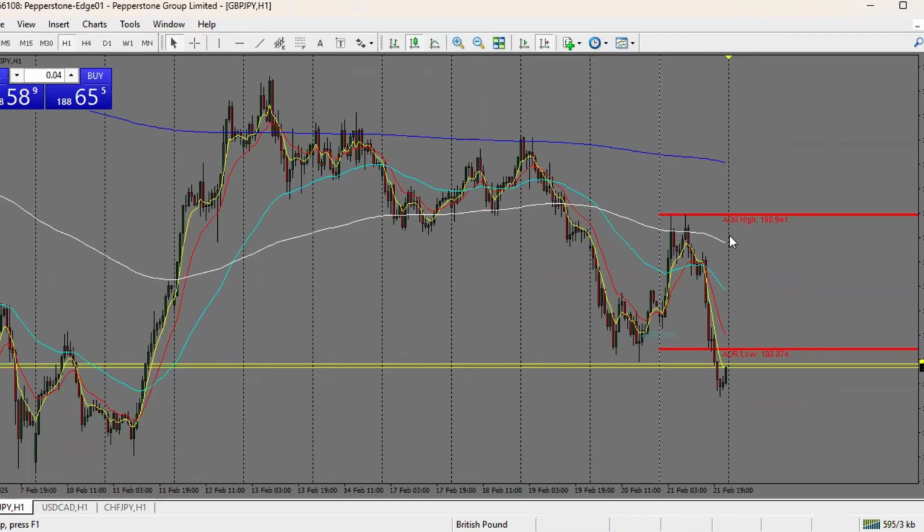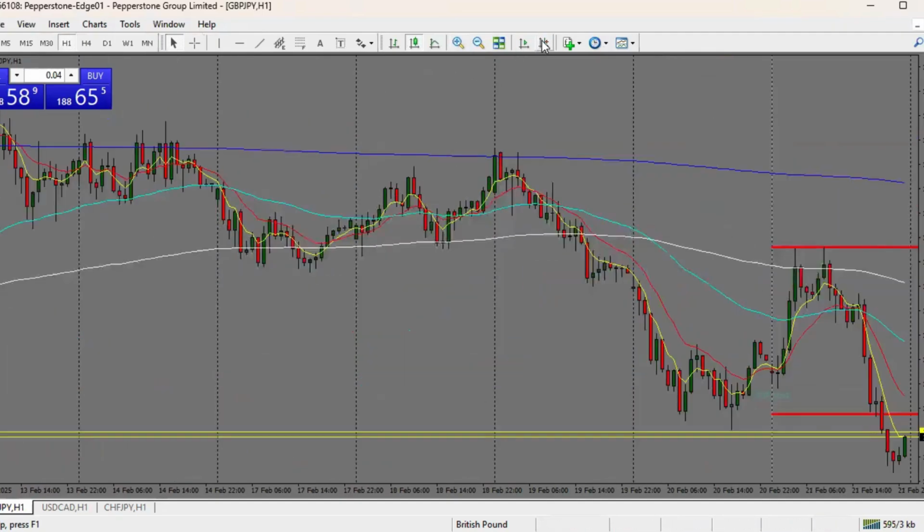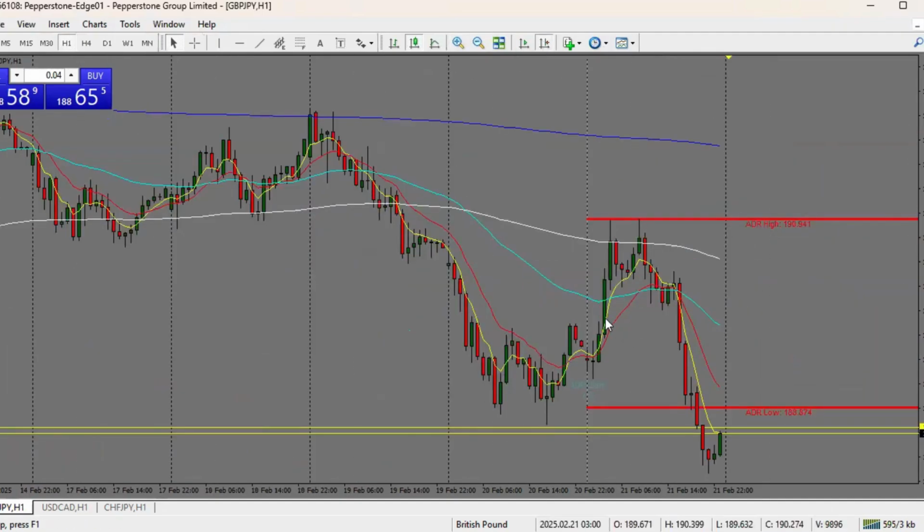Now, for instance, here I have a pound-yen currency pair. We know that the general trend is bearish, right? And so we would expect the market to sell off around these areas. You can see when it came and tapped the ADR high, it sold off all the way to the opposite side of the ADR.